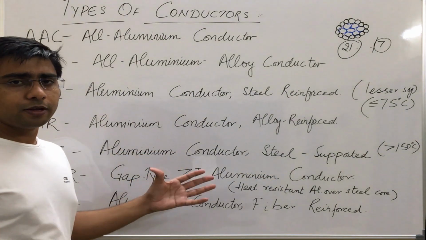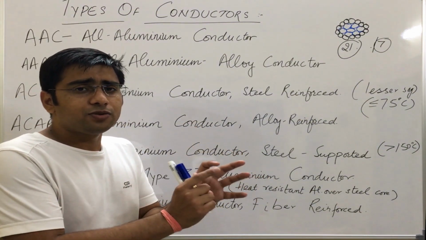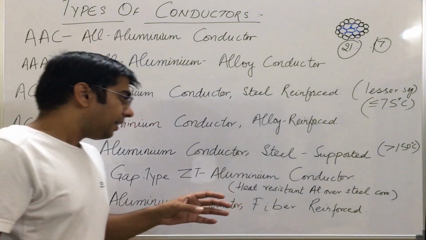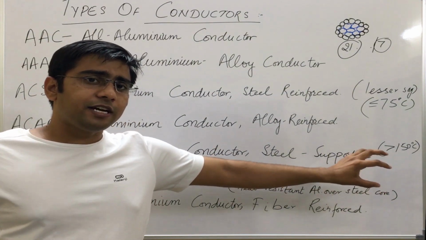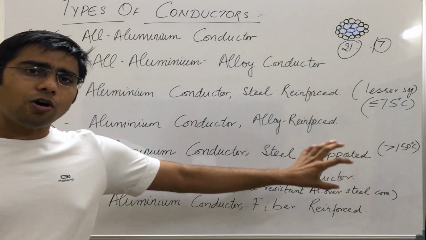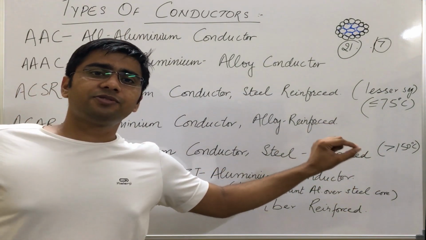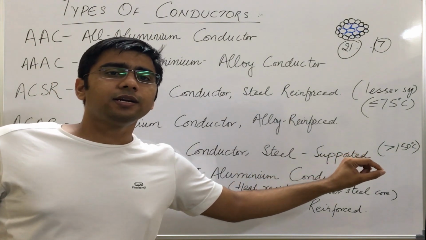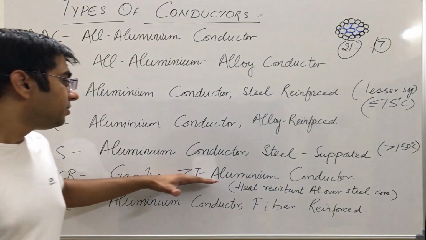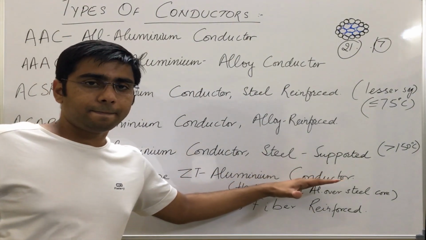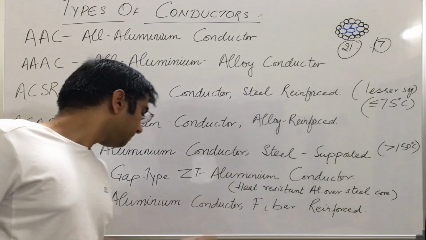What is that? There is a conducting part made of aluminum alloy, that is usually aluminum zirconium, and there is a steel core inside it. After the steel core, there is a heat resistant grease over it, and over that we have trapezoidal shapes of aluminum zirconium strands, making it GTZACR, meaning gap type GT aluminum conductor. That is, there is a gap which is filled by heat resistant grease.